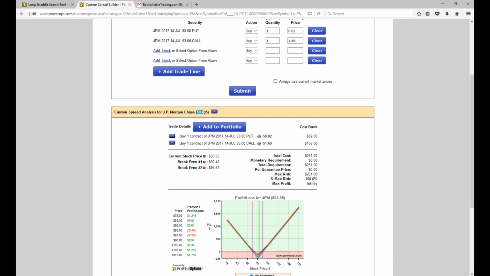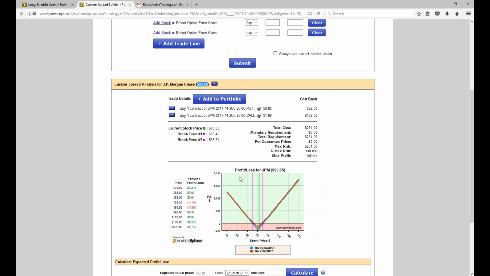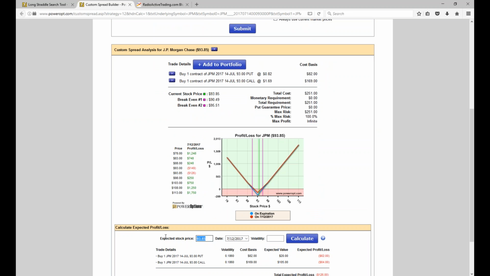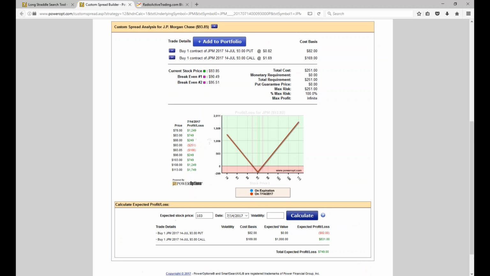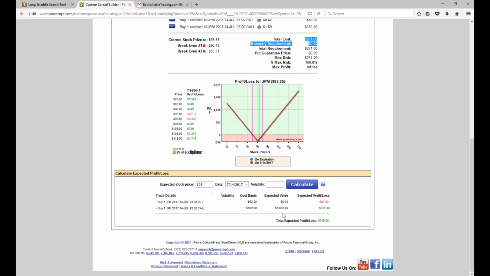Stock is trading at 93.85. Let's say it stays in that range, and let's say it moves up 10%, 9 points next week. So we'd be at 102.85. Let's just call it 103, about a 10% movement on the 14th. Investment of 251. Put goes to 0. The 93 call would go to a $1,749 value on a $251 investment.